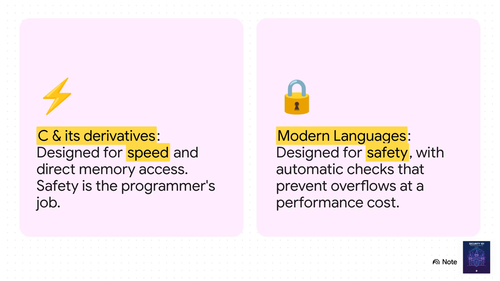They give the programmer direct access to memory. By contrast, modern languages like Java or Python are built for safety first. They have all these automatic checks that just prevent overflows from happening. But that safety costs you in performance. The power and the speed of a language like C comes with a massive trade-off. The programmer is 100% responsible for memory safety. One little mistake, one unchecked input, and a vulnerability is born.